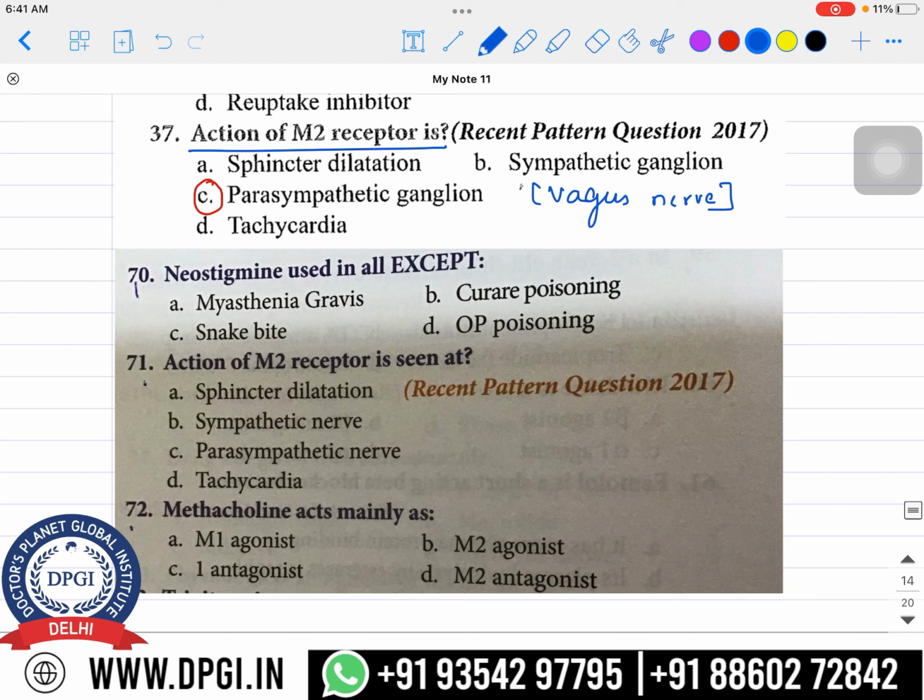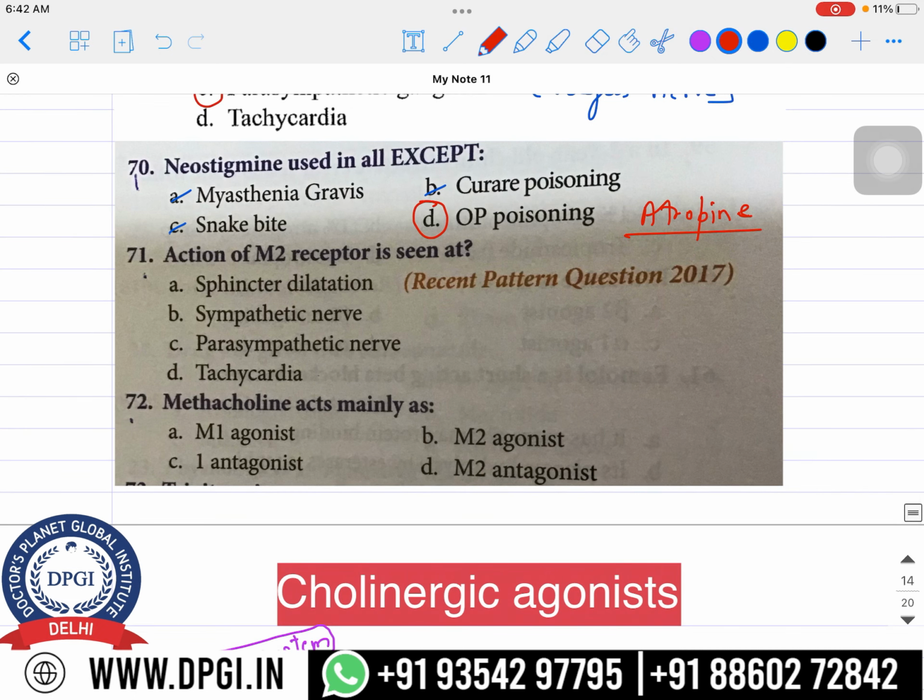Moving on further, neostigmine, right? Neostigmine used in all except. So neostigmine can be used, I just told you about the uses. That's why I was focusing on the uses over there. It was used in curare poisoning. Yes, it was used. It was used in myasthenia gravis, yes. Was it used in snake bite? Yes, I told you it was a use. Just revise the notes over there. So what is the answer over here? OP poisoning. Yes, OP poisoning. It is not used for OP poisoning. For OP poisoning, what were we using? Atropine was used, right? I hope you are with me.